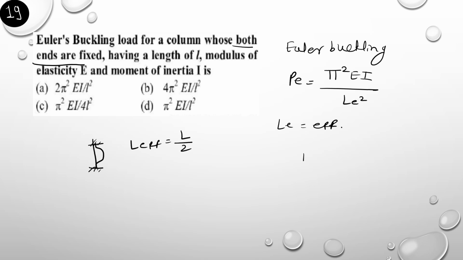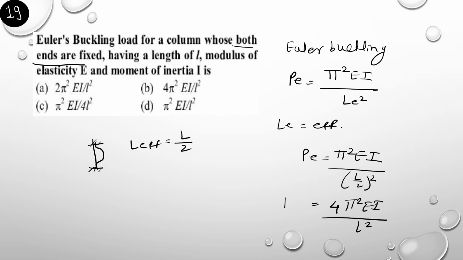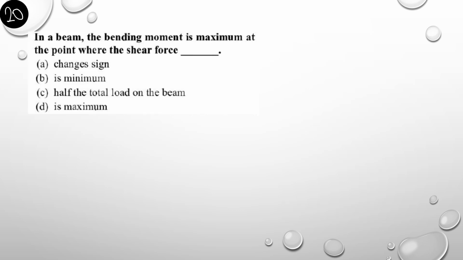So put this LE into the formula. P equals pi square EI divided by (L by 2) whole square. By solving this, we get 4 pi square EI divided by L square. So this is the value for the Euler's buckling load, and the answer matches with option B. So option B is correct. Then the last question from my list of MCQs.